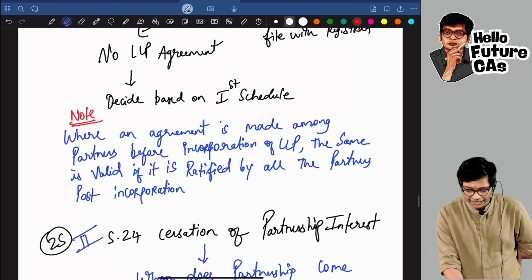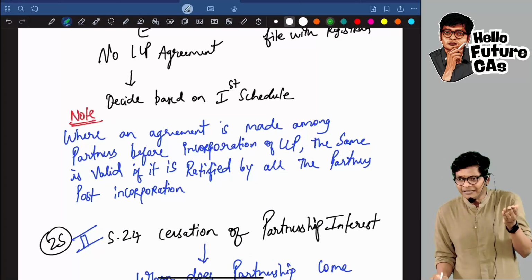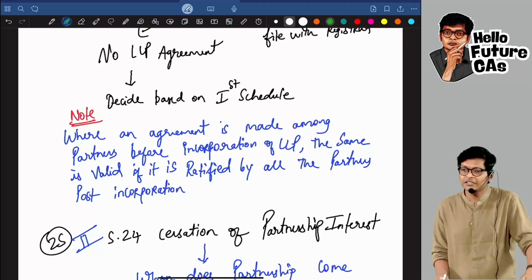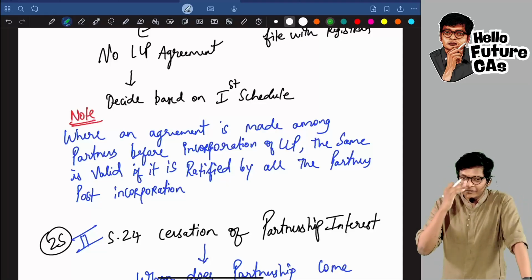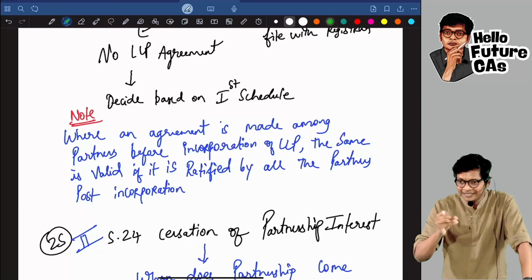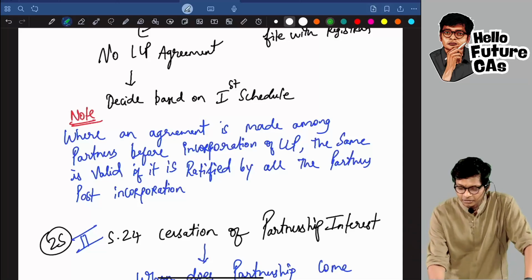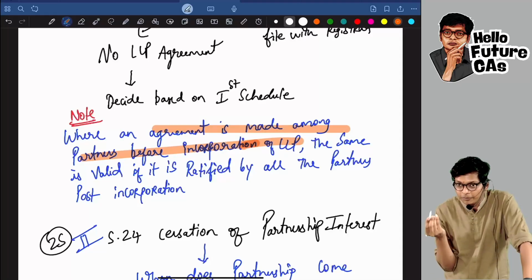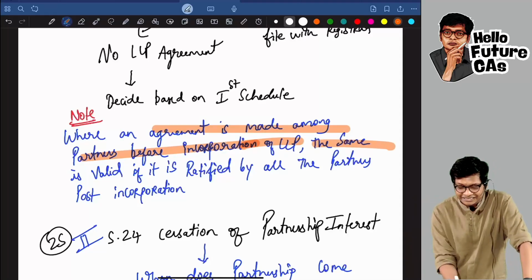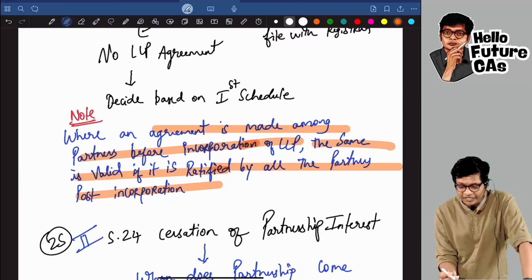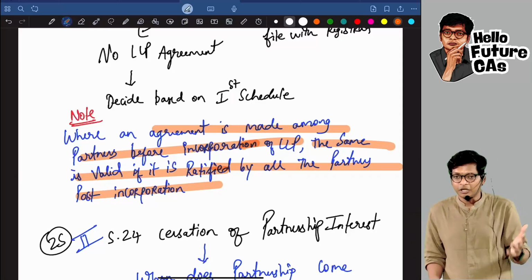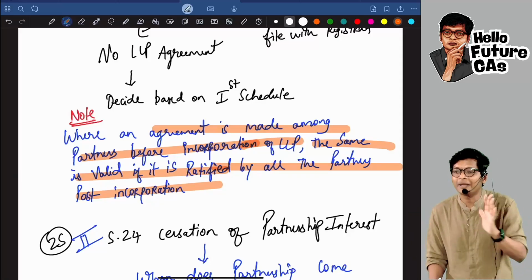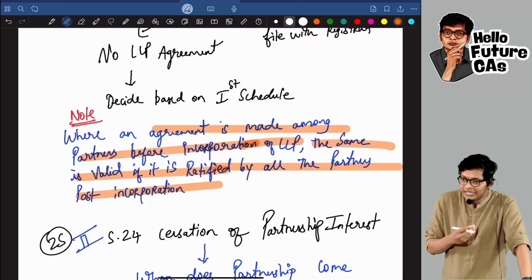Okay. Then they are saying one more thing. Sir, I made the agreement before incorporation itself. Can I follow that? Sir, we were already dating before marriage; marriage is more of a formality for us. Like that. Okay. Where an agreement is made among the partners before incorporation of the LLP itself, the same is valid if it is ratified by all after incorporation. Already dating, parents agreed, so marriage. Like that.